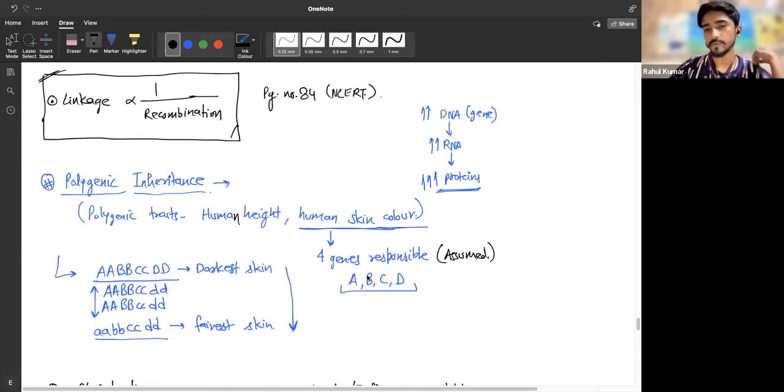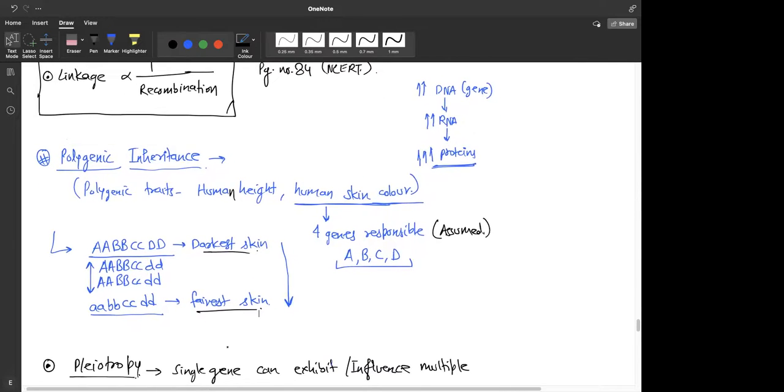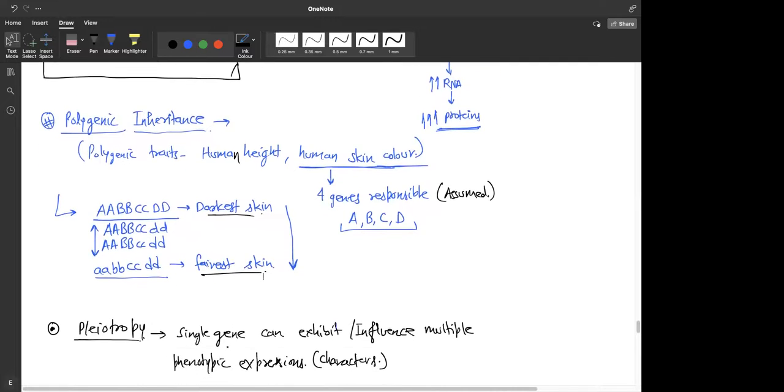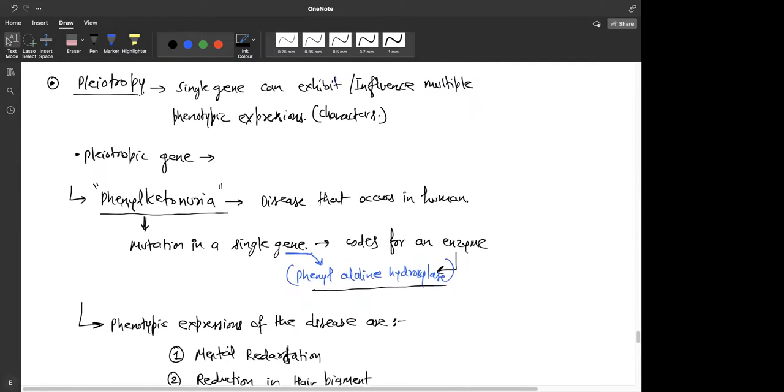So let's assume there are four genes. Then, depending on whether these genes are dominant or recessive, different skin colors can be formed. For example, if all are dominant, then the darkest skin is formed, and if all are recessive, then the lightest skin is formed. And depending on the different genes between those, there's a gradient of skin color. Yes, perfect. And finally, we talked about pleiotropy, right?